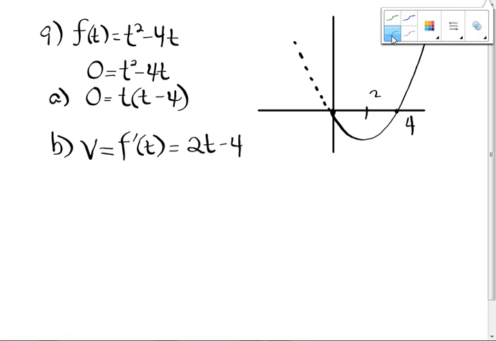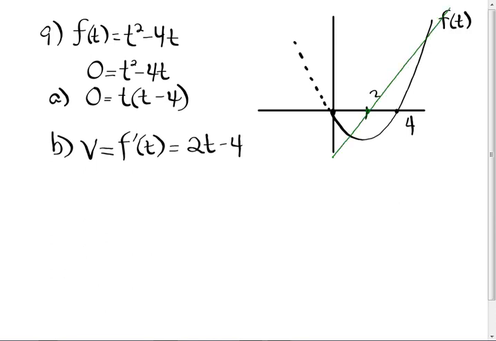Let's graph that one. So at negative 4, we're going to be here. It's going to look something like that. It may not intersect the curve. I don't know. This is the velocity. F prime of t.